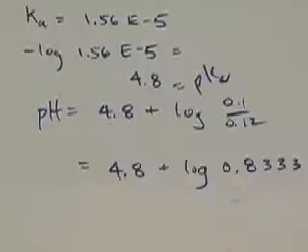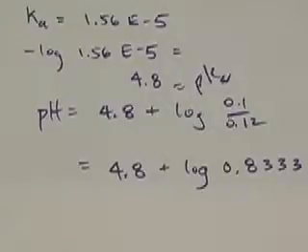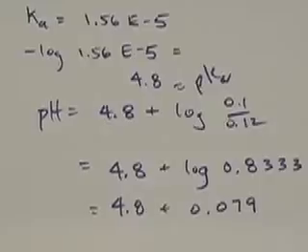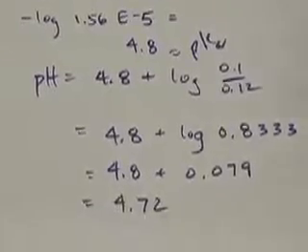Plug this into your calculator, and it's 4.8 plus the log of 0.83333 repeating. Take the log of that and add it to 4.8. Add those two guys together, and you end up with about 4.7 for the pH of the buffer.